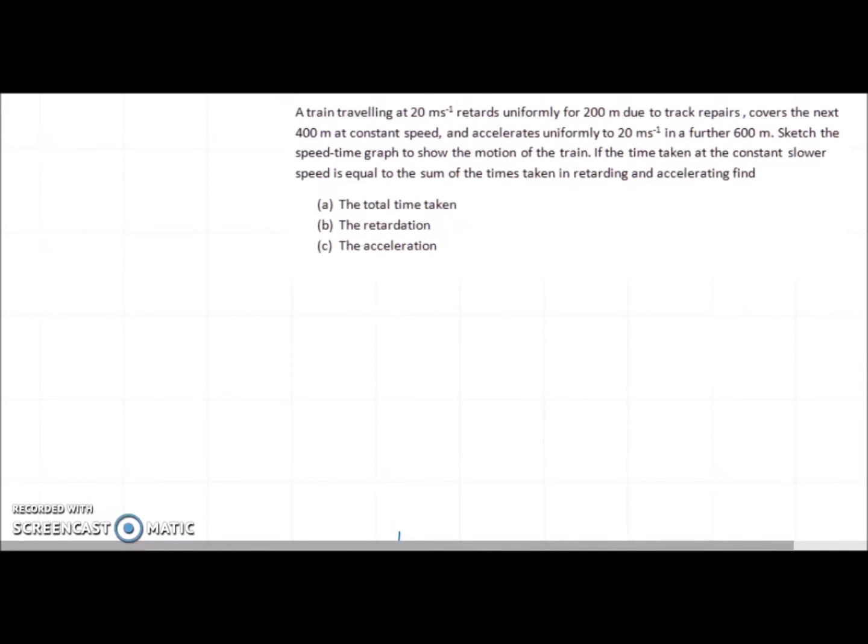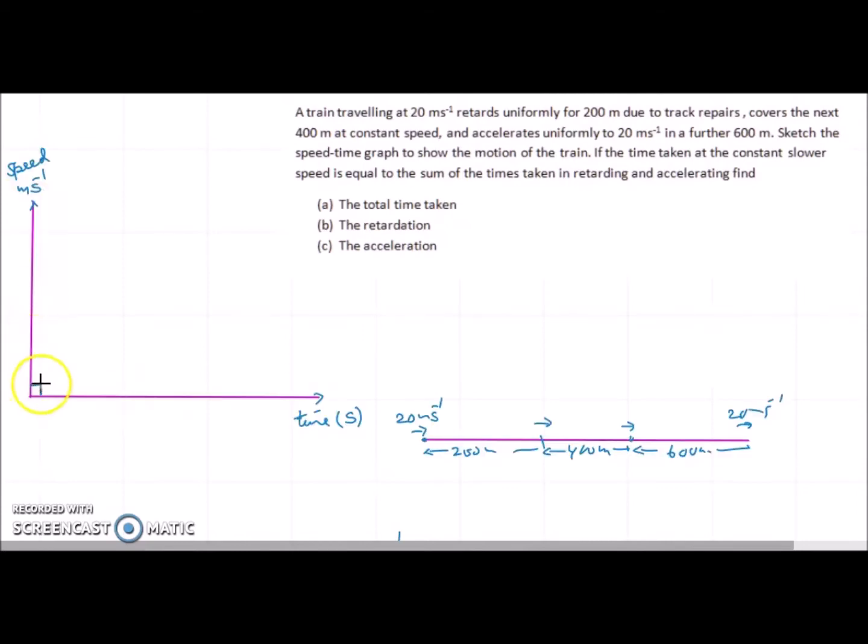The problem which I am going to solve now is on speed time curve. This is a level 1 question. Now this is perpendicular to each other. Now the train retards from this place to this place. That is, the speed is lower than this one.